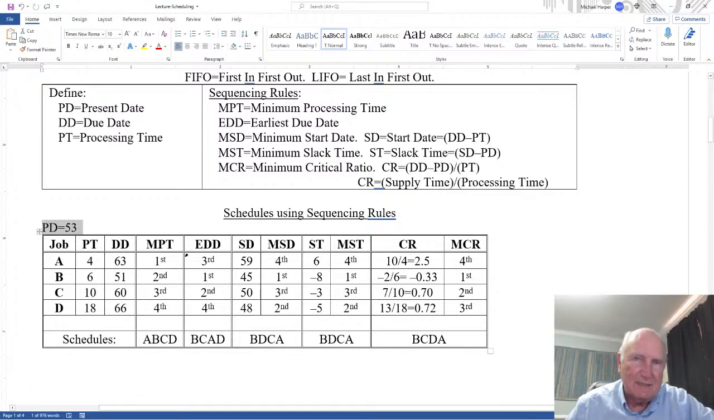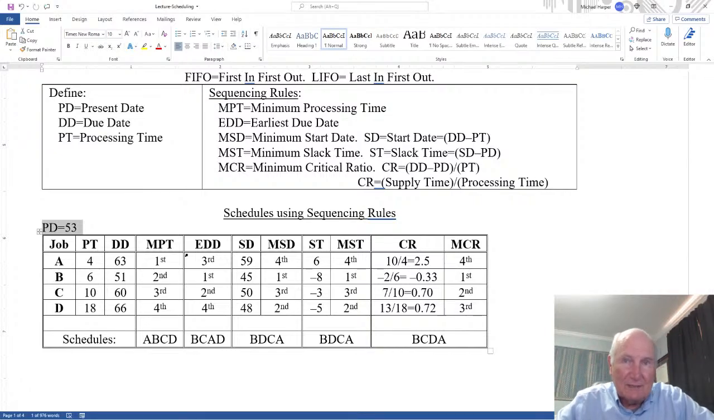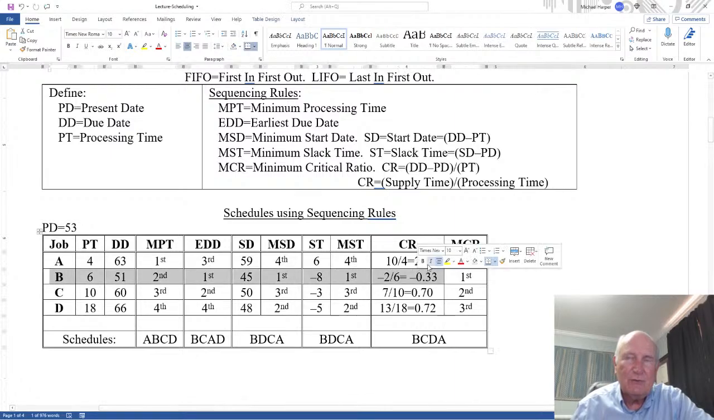Someone didn't send it down. They didn't do this. It was a problem. Okay, so it will be late. It does happen, and it can't be avoided sometimes. It will be late, so you can have a negative critical ratio.